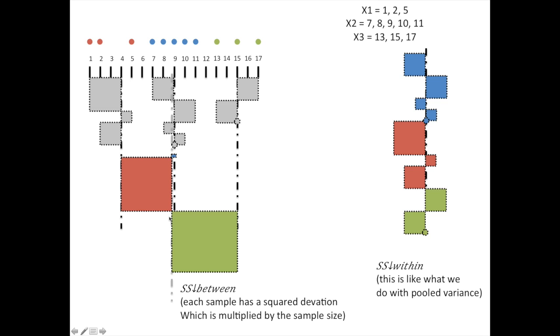Now, the only difference between what I'm visualizing here and what the actual SS between looks like is that when you make a square to any one of these treatment means, you need to make one of them for every single score in the treatment. So think of it as having three red squares for the three scores in the red treatment, and you would have 5 blue squares for the scores in the blue treatment, even though they're basically squares of size 0, and then you might have 3 green squares for the third treatment.